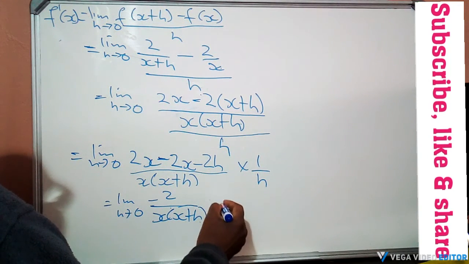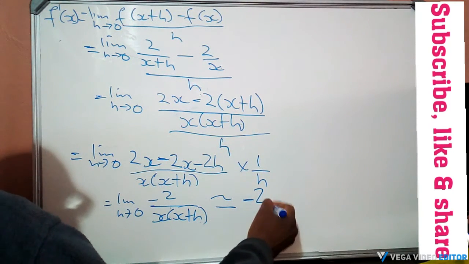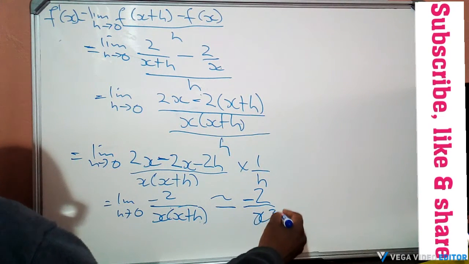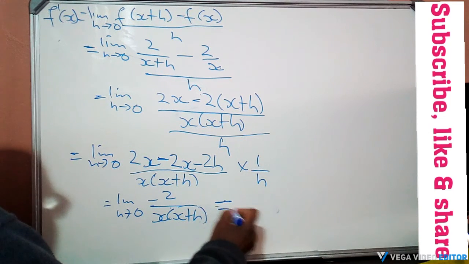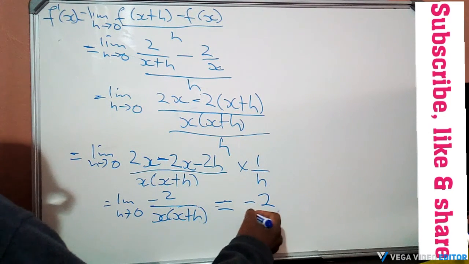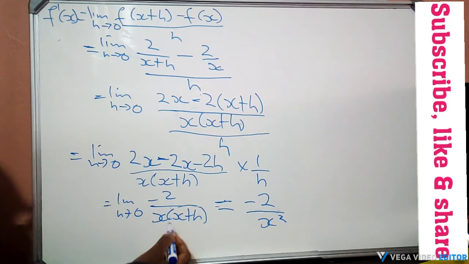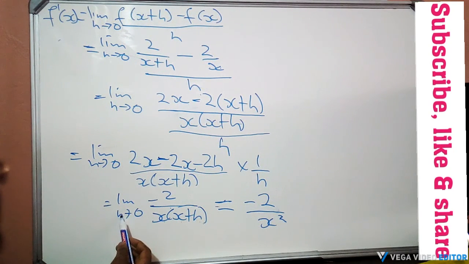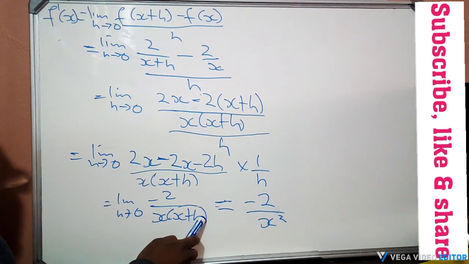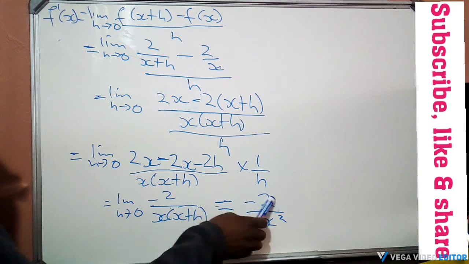So now our answer is negative 2 over x squared. Let me write it neatly there. You can just put an equal sign. This will give you negative 2 over x squared. The x squared comes from the fact that we've got x times x here, and where there is h it is 0, because we've got limits with h approaching 0. X plus 0 is still x. X times x is x squared, so it's minus 2 over x squared.